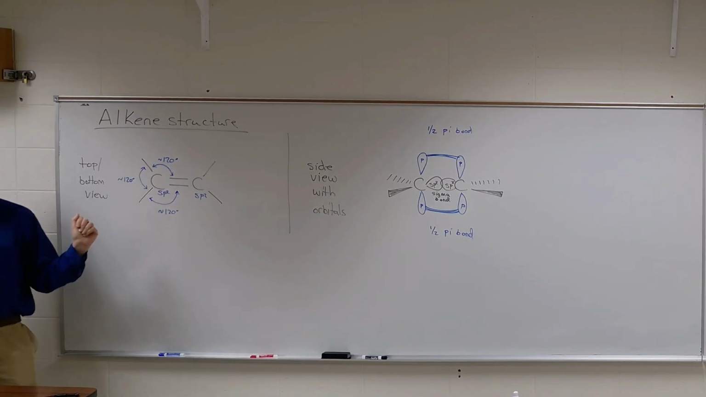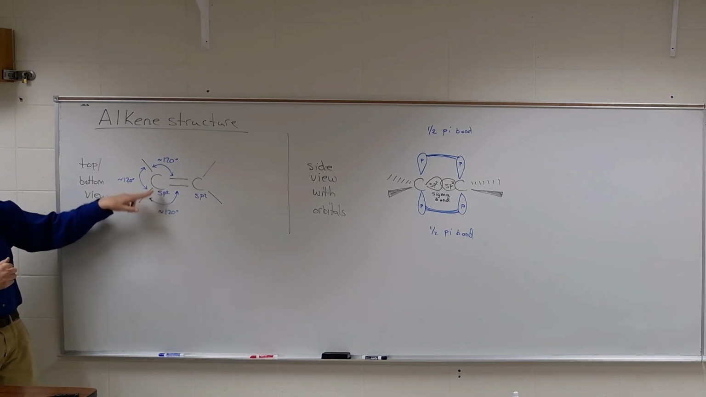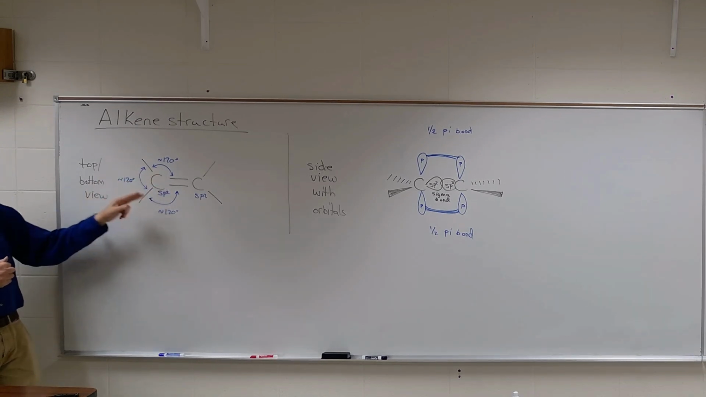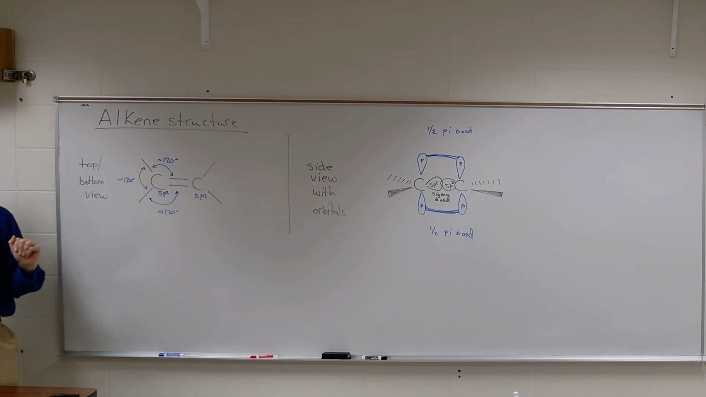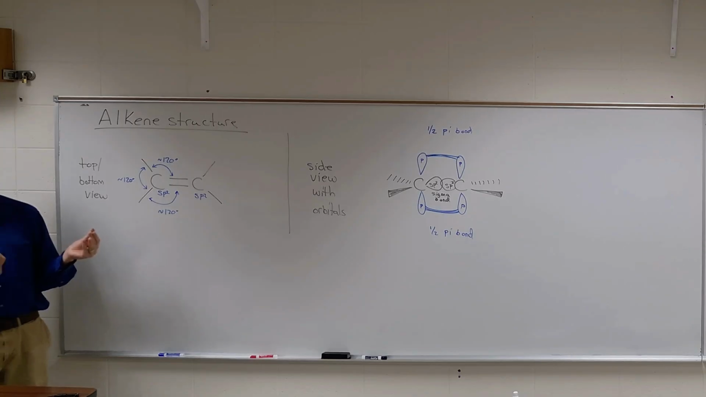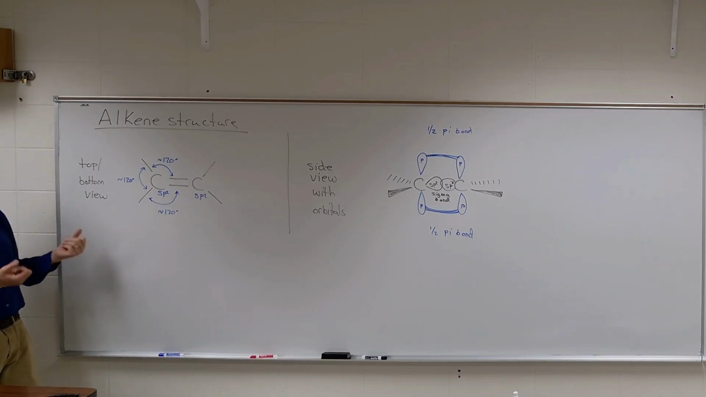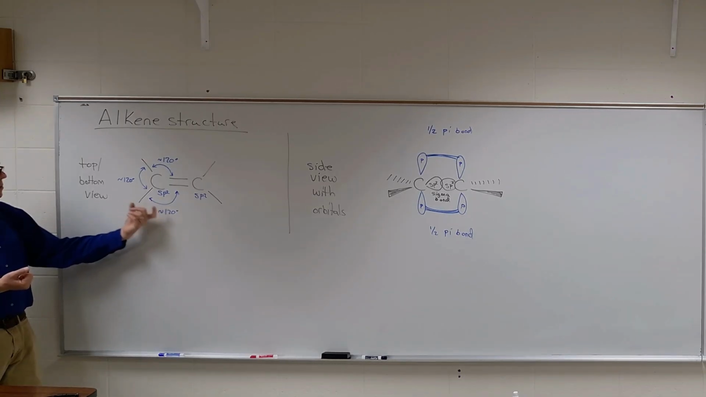sp2 hybridized atoms have 120-degree bond angles. What I'm saying here is about 120, because the 3 electron groups on that carbon aren't exactly the same. The electron groups have different repulsions, and so it's not going to be a perfect 120-degree bond angle all the time, but it's going to be very close. So that's one of the things to know about that.